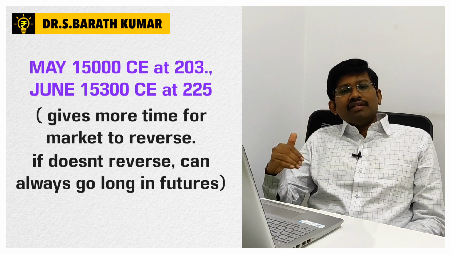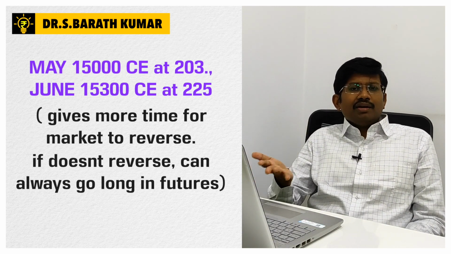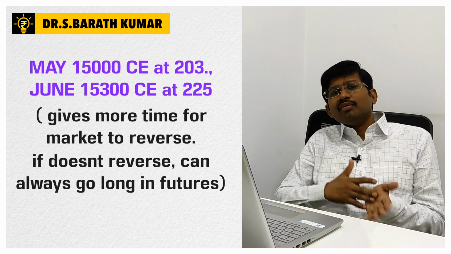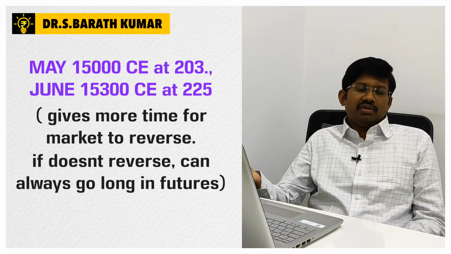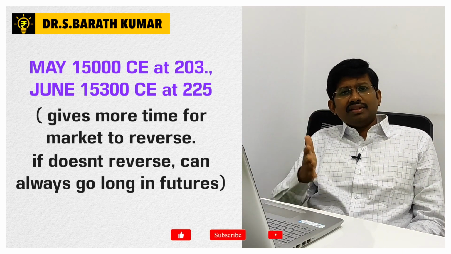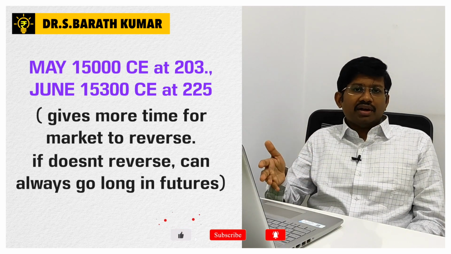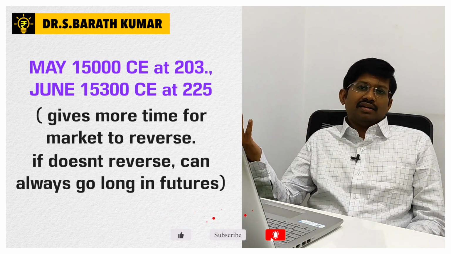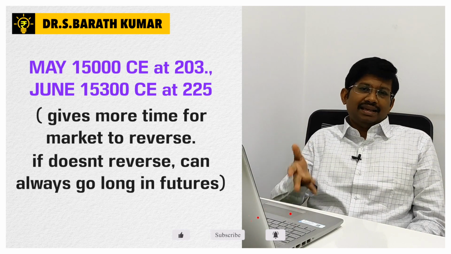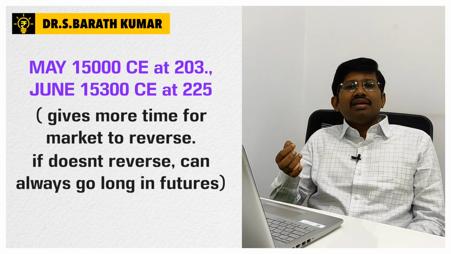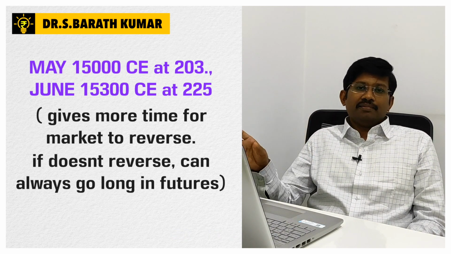As I told you, we can always go long in the futures, but instead of going long a little bit early, we give the market even more time. Here, instead of going long at 15,000, we still wait for another 300 points, and we can even go long at around 15,300. So basically we buy time, and this is a very successful strategy from what I have seen. So this is the fifth type of adjustment.